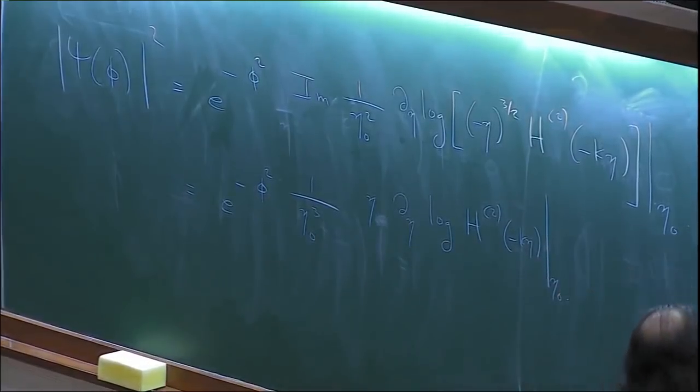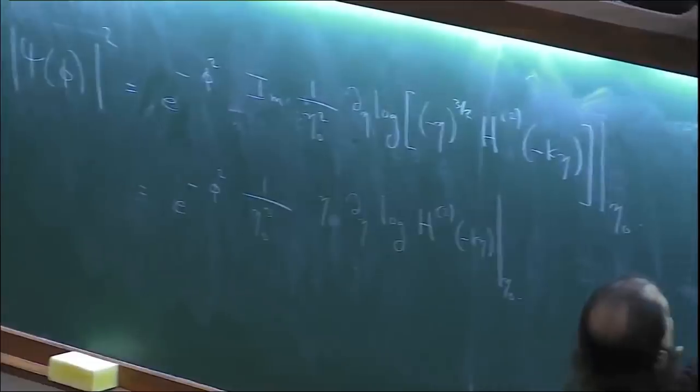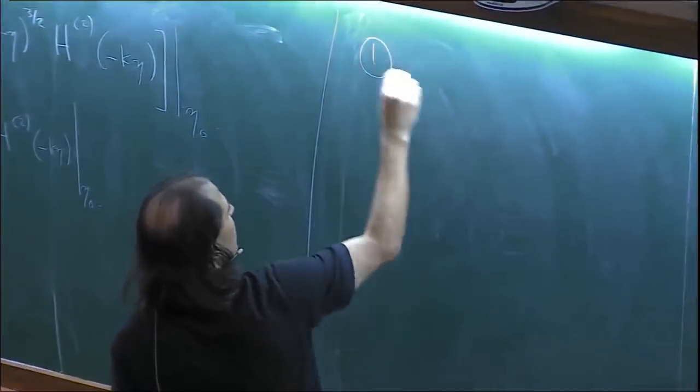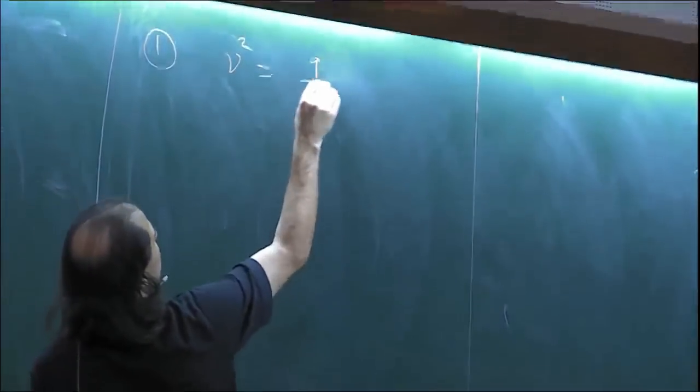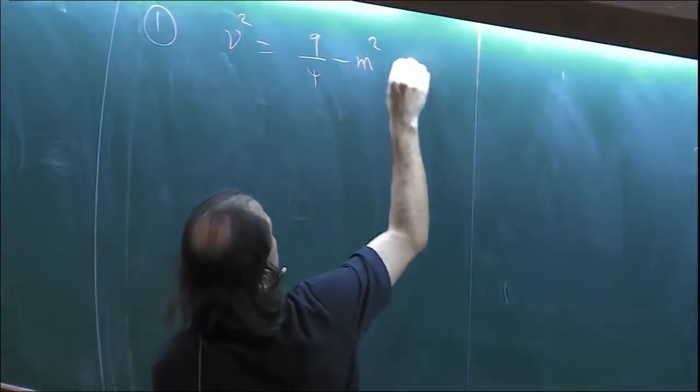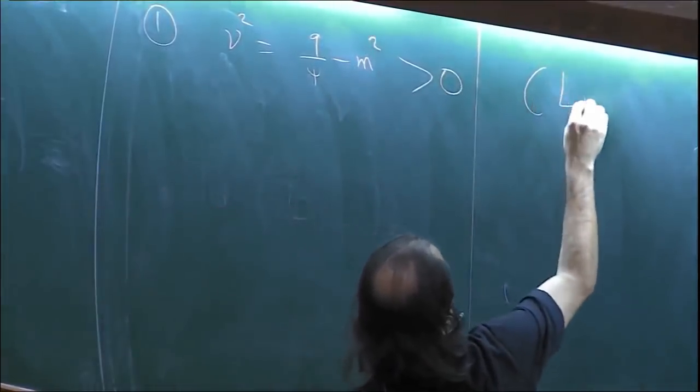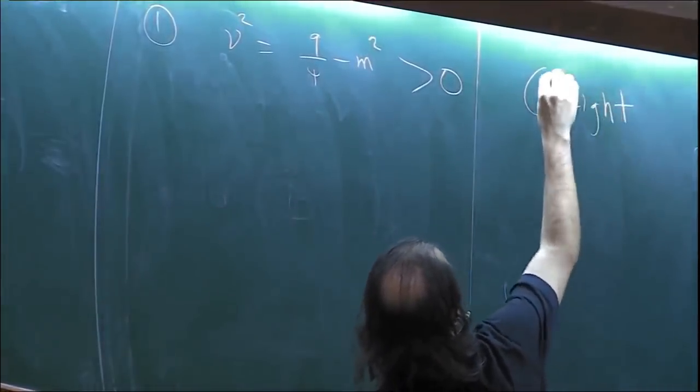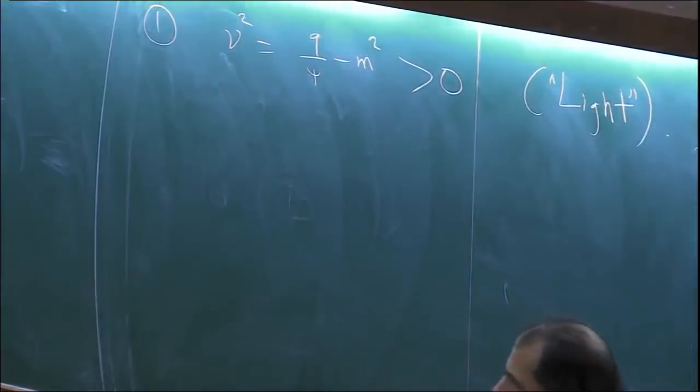Now there are two obvious cases. Case 1 is when this parameter nu squared equals 9/4 minus m squared is positive. So this is when the particles are light compared to Hubble. Okay. Sorry? Yes, imaginary part. Thank you.